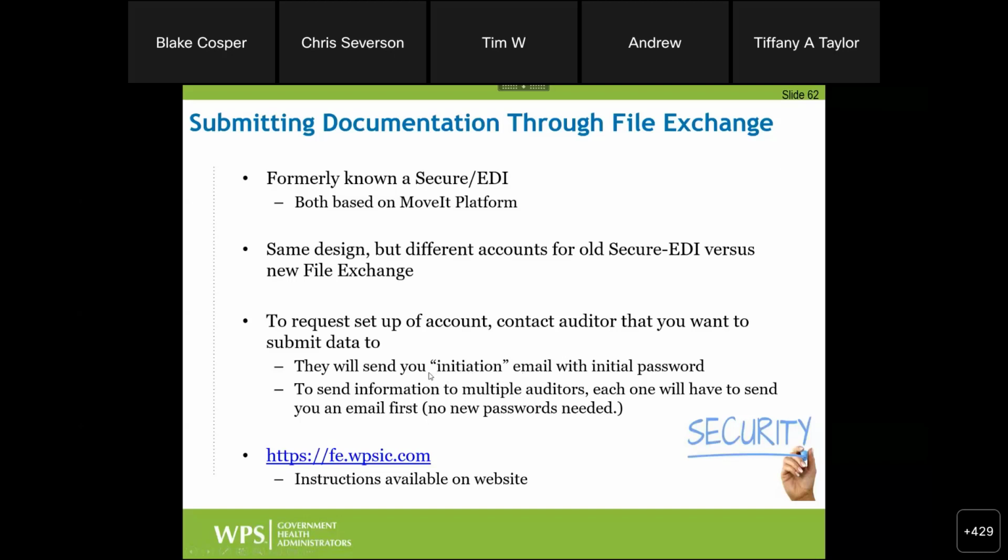Now, if it's the very first time you've used Secure EDI or File Exchange, or if it's just been a while, then their initiation email will also give you the initial password to use, because they do expire rather quickly, unfortunately. Now, if you need to send information to multiple providers, each one is going to have to send you that initiation email, although, of course, you won't have to keep getting new passwords if you already have an active account.